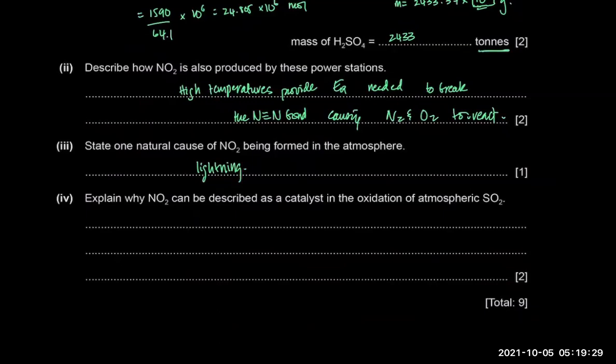Explain why NO2 can be described as a catalyst in the oxidation of atmospheric sulfur dioxide. Yes. So first of all, why can it be described as a catalyst? There's two things. What does a catalyst do first of all? So you have to first mention that it lowers the activation energy, without itself being changed at the end of the reaction, being consumed at the end of the reaction.